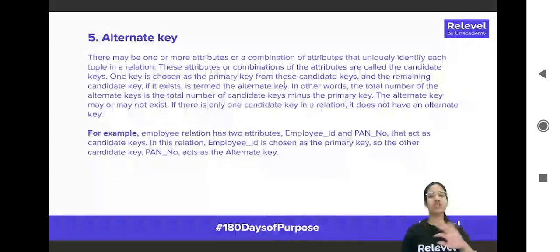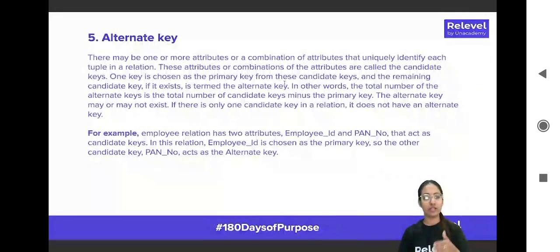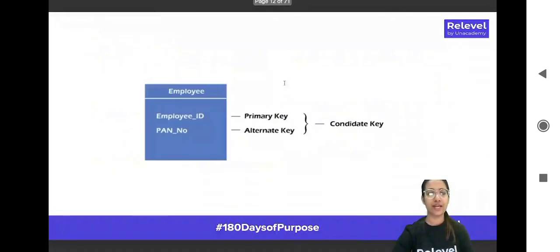Now this is just talking about terminologies. The concept is still the same. In other words, the total number of alternate keys is the total number of candidate keys minus the primary key, and the alternate key may or may not exist. If there is only one candidate key in a relation, it does not have an alternate key. Let's take an example.